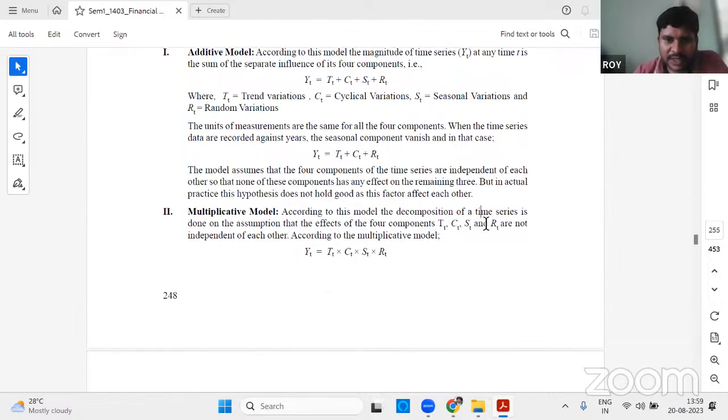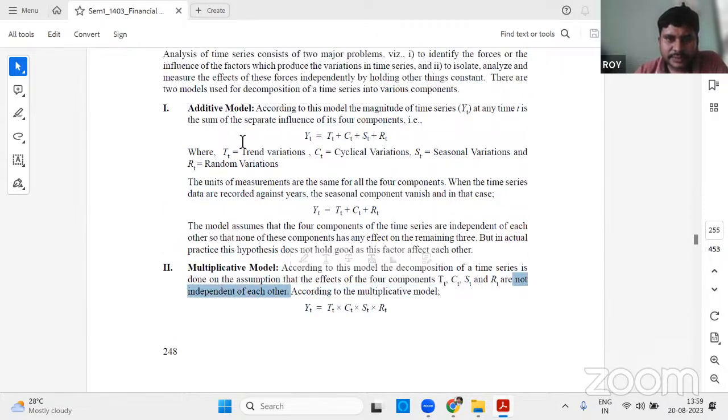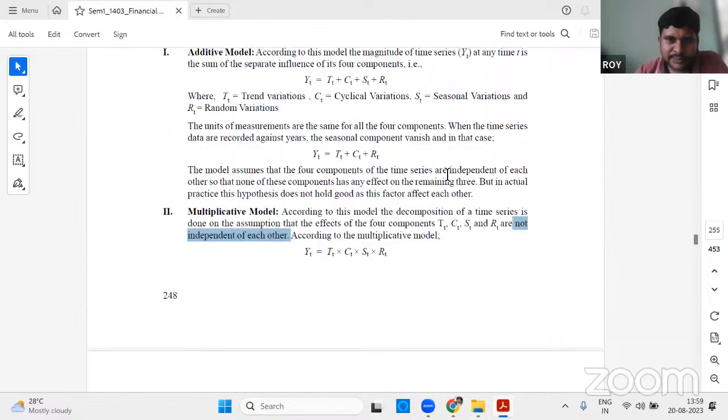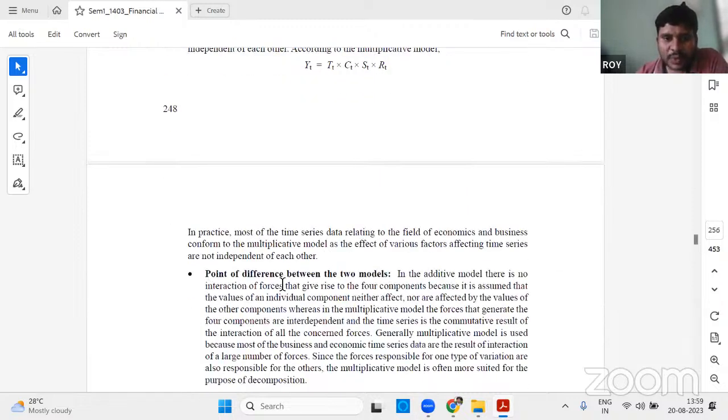Multiplicative model. Decomposition of the time series is done on the assumption that the effects of the 4 components are not independent of each other. Here we will take them as non-independent of each other, because one depends on everything. This is the point of difference between these 2 models.